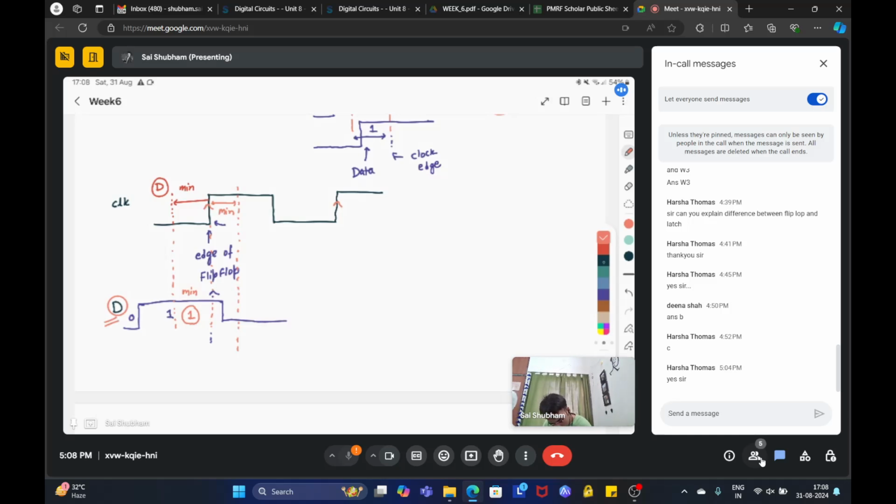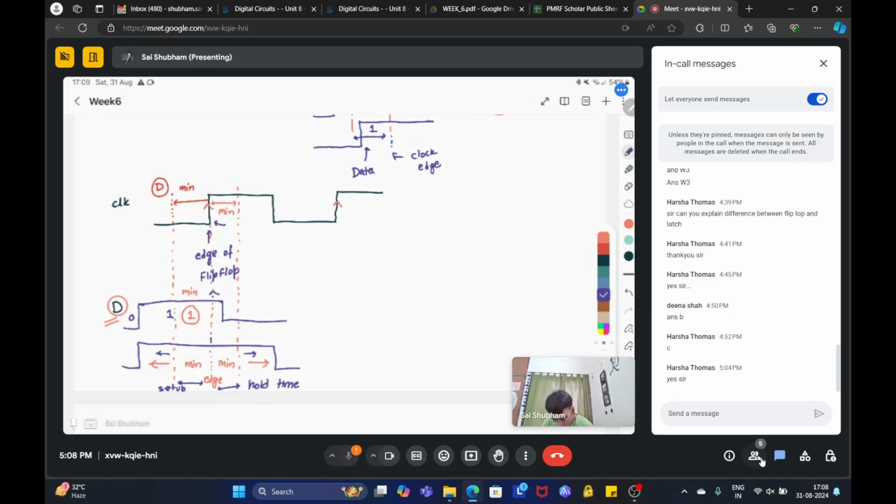Same reason. So you want the data to change after this window. So this is a minimum time. This is your edge. This is your minimum time as well. So you want data to change after this minimum time and it should be present before this minimum time. So this time after the edge is known as hold time. And the time before this edge is known as setup time.